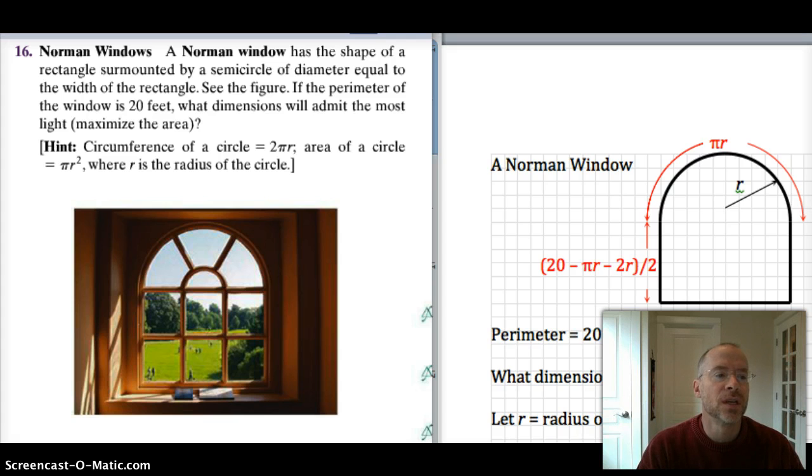So here's number 16 in section 3.4. Norman windows. A Norman window has the shape of a rectangle surmounted by a semicircle of diameter equal to the width of the rectangle. So basically a half of a circle on top of a rectangle. And you can see this picture they include. If the perimeter of the window is 20 feet, what dimension will admit the most light or maximize the area?